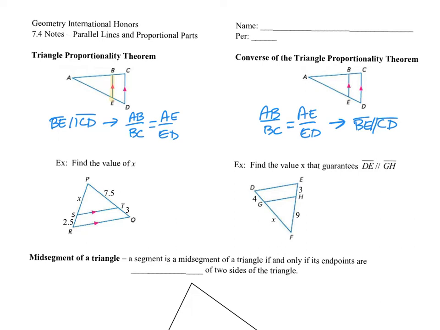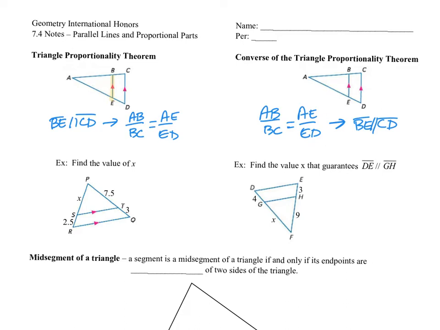So let's use these theorems to solve some problems. So this first example says find the value of x. So what we need to notice in the diagram here is these two little arrows that shows that this segment is parallel to this segment. So if we have a segment that's parallel to a side of a triangle, it's going to be cutting the other two sides proportionally.